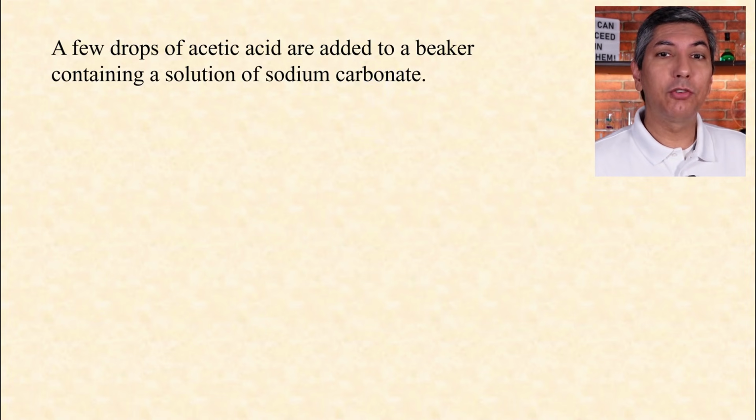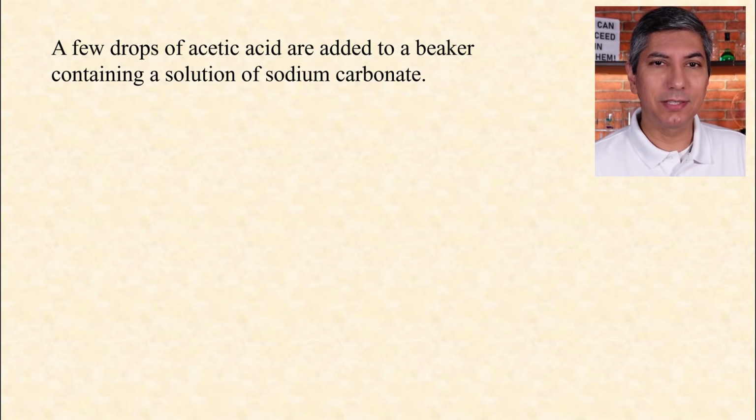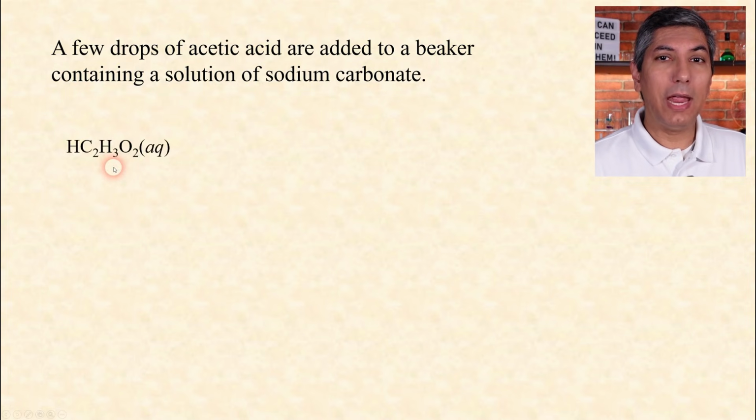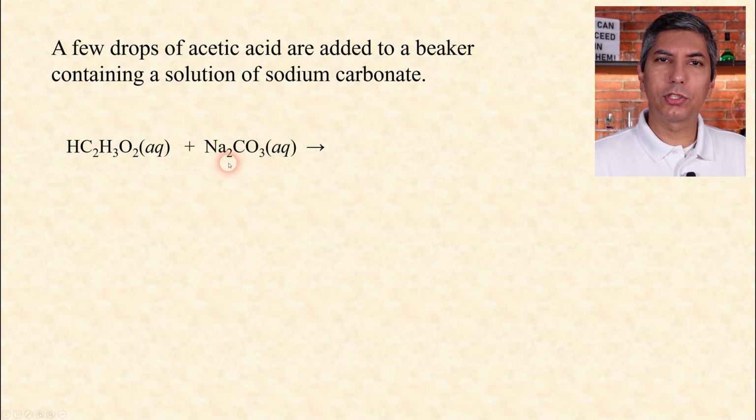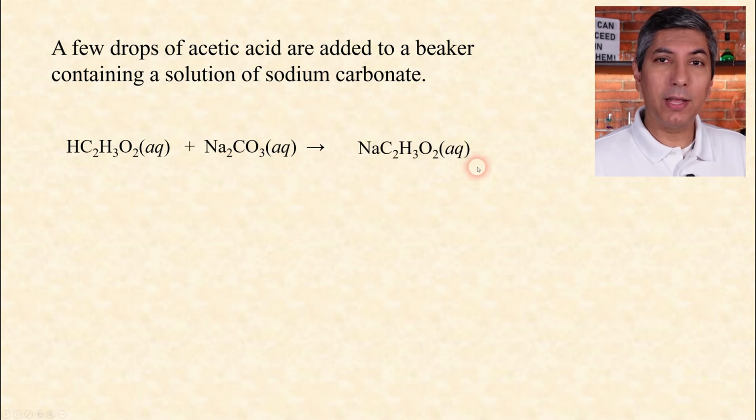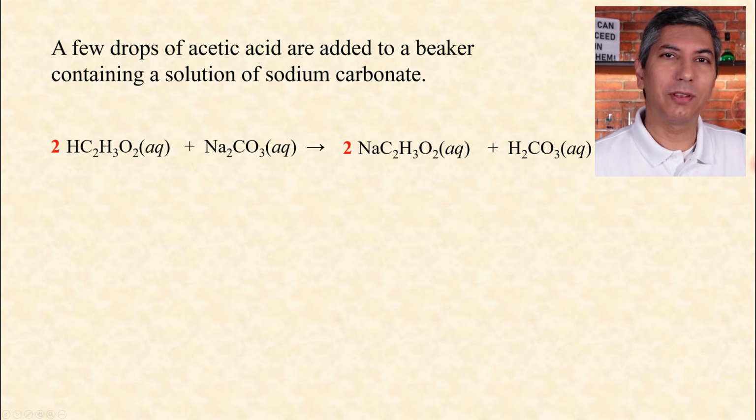Imagine a reaction where a few drops of acetic acid are added to a beaker containing a solution of sodium carbonate. We can start by writing out the reacting substances. Acetic acid has the formula HC2H3O2, and sodium carbonate is Na2CO3. The ions will swap, so the products are sodium acetate and carbonic acid, H2CO3. And of course, balance the equation.